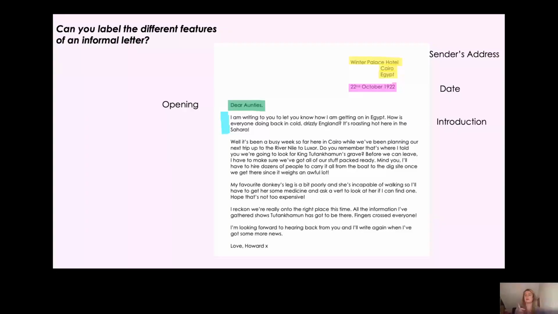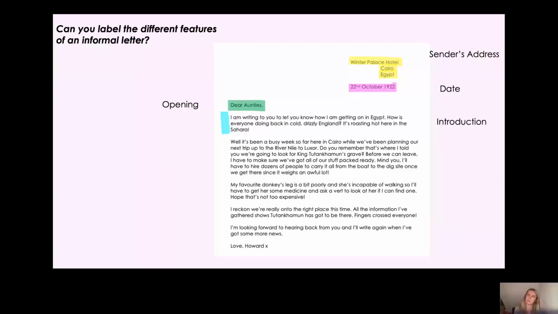Okay, now what comes after? Well, in our letter, remember, we have paragraph 1 and 2. So we've only got 2 more extra paragraphs after the introduction to add some information. But in this letter, Howard has got 3 extra paragraphs to tell his aunties all about his time in Egypt.